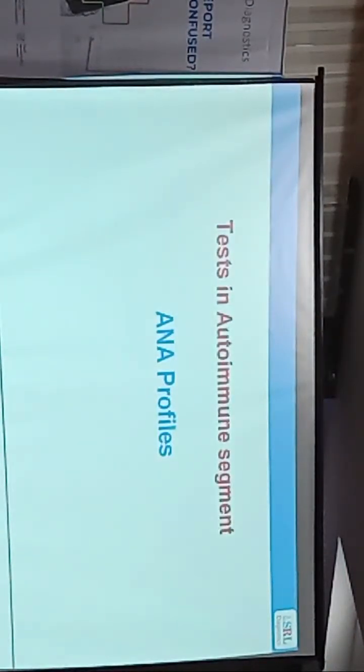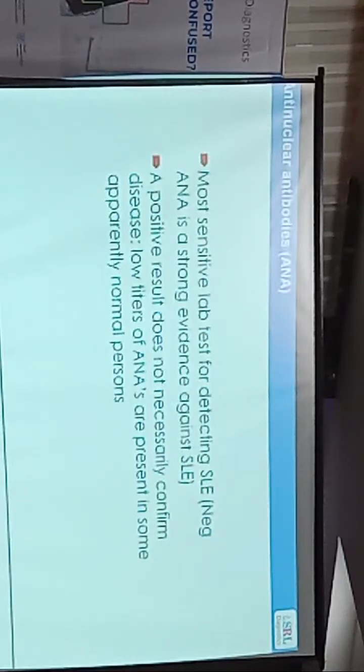Then you can go for ANCA. ANCA is diagnostic for vasculitis, and HLA-B27 for ankylosing spondylitis. So this is the way you will decide the investigation. So, something about the ANA profile. ANA is very sensitive to rule out SLE. It has a very strong negative predictive value for SLE. And a positive test does not confirm a disease because low titers are also seen in normal patients.